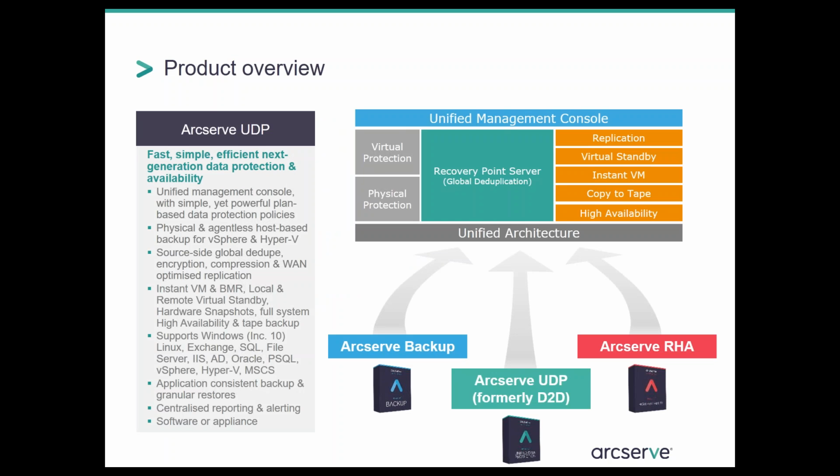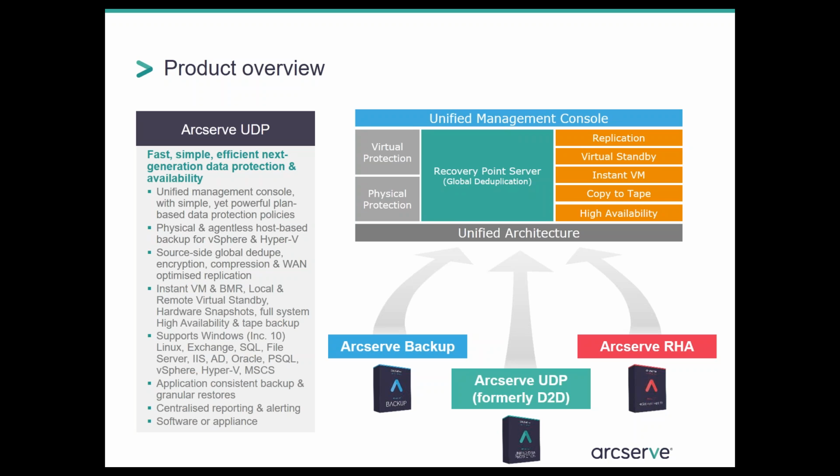Taking a quick look at an overview of Arcserve UDP. Arcserve UDP, or Unified Data Protection, is our next generation data protection product. It brings together what previously were separate products in Arcserve Backup, Arcserve Replication, and High Availability, or RHA. And it brings what was formerly Arcserve D2D and brings it all together in a unified architecture with UDP. With Arcserve UDP, we can protect both physical and virtual machines. And we can manage it through a simple unified management console.